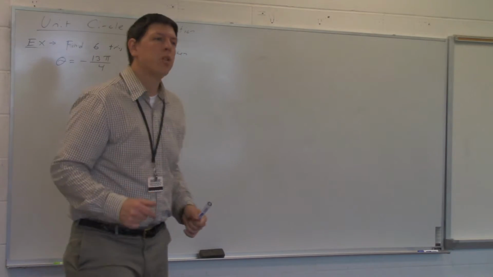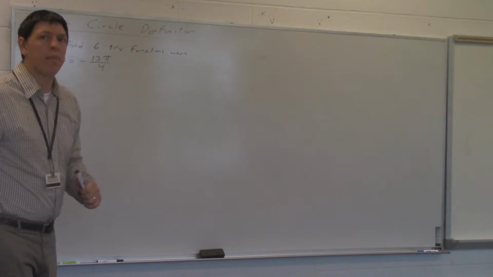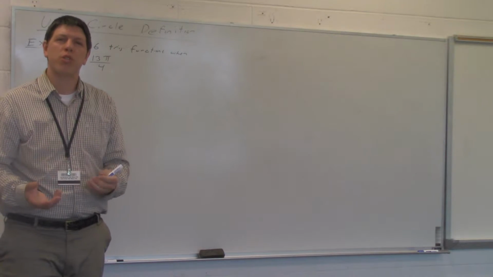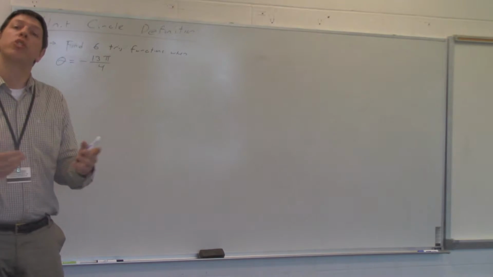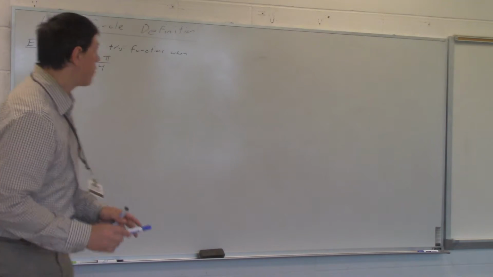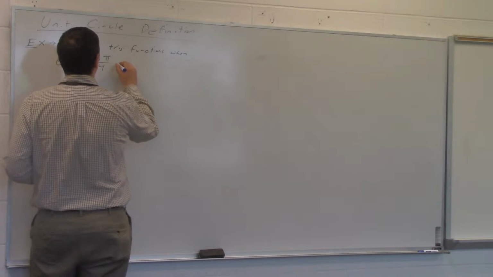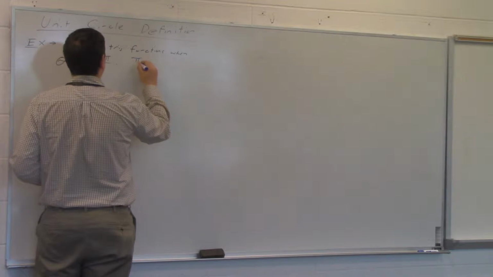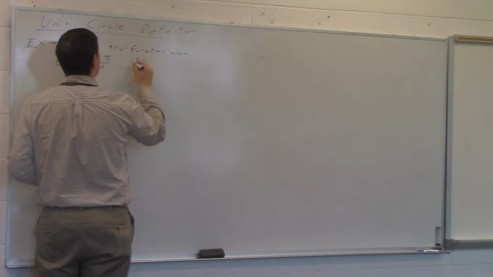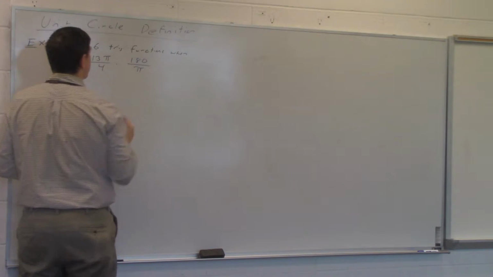So hopefully you took some time to work this problem out. One of the best ways to work with radian measures that aren't necessarily on the unit circle is to convert them to degrees. To convert to degrees, remember you use the conversion factor. So this is going to be pi and 180. So I'm going to multiply this by 180 divided by pi.